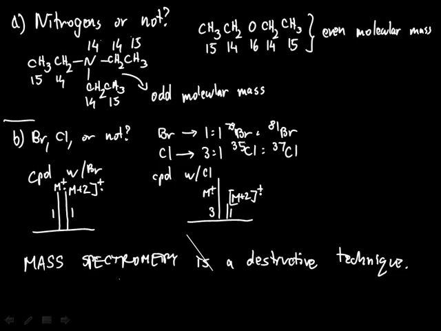Okay? However, just like any other technique, it has its limitations, because if you look at a molecule like this, it will have a mass of 86 grams per mole. And if you look at this cyclopentanol, this will also have a mass of 86 grams per mole. Okay, so mass spectrometry, in principle, could distinguish them, but it's not going to be easy.